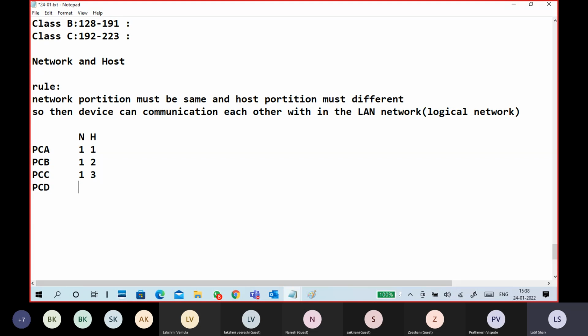So I'm going to another one. Here it is 2, 1. So the network ID changes. It means these PCs cannot communicate with PC D. If you look at this, the host portion is the same, but the network portion is different.